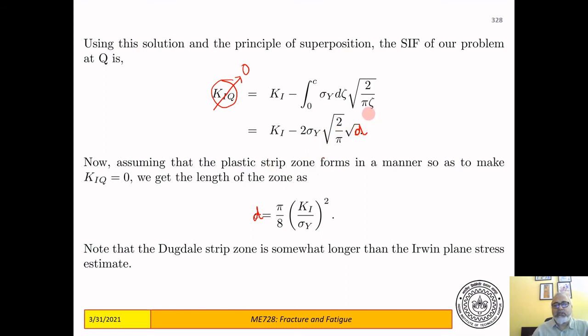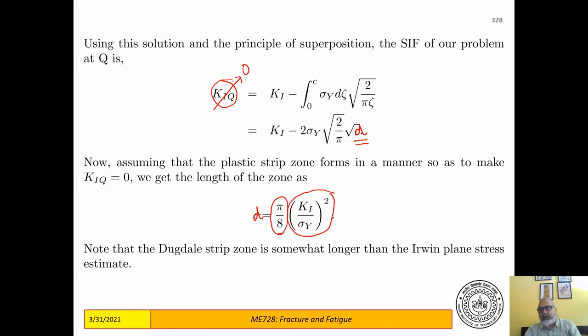And then from this equal to 0, we can find that the length of the Dugdale zone D is equal to pi by 8 K1 by sigma y squared. Again, you get this length scale K1 by sigma y squared, as we have got in all estimates of the plastic zone size. However, this is pi by 8, which shows that the Dugdale zone is slightly longer than the Irwin plane stress estimate. Because it's a strip, its length is slightly different from what Irwin had calculated.